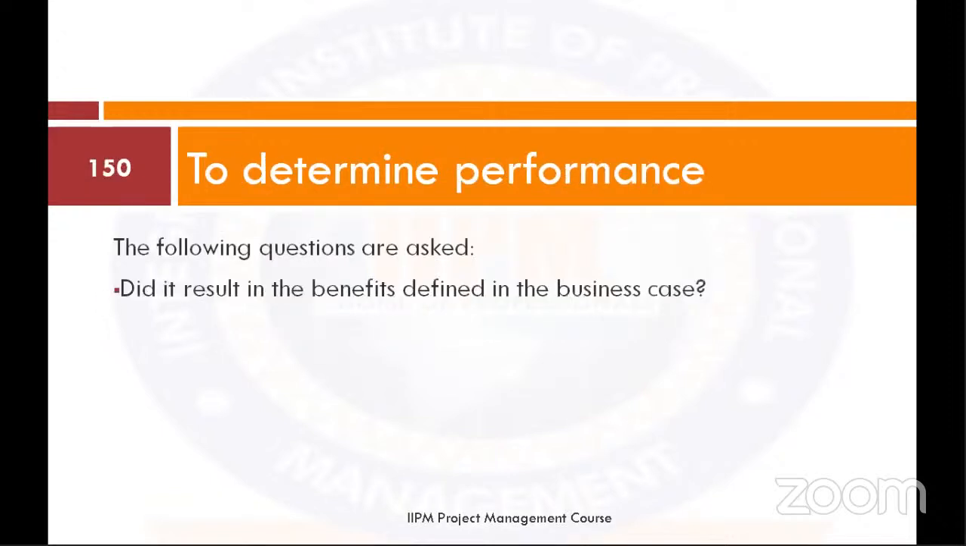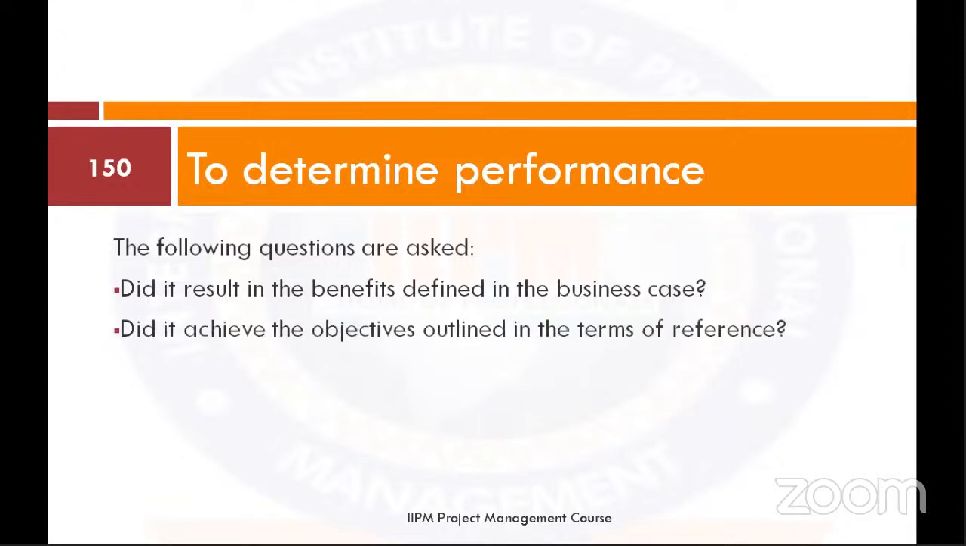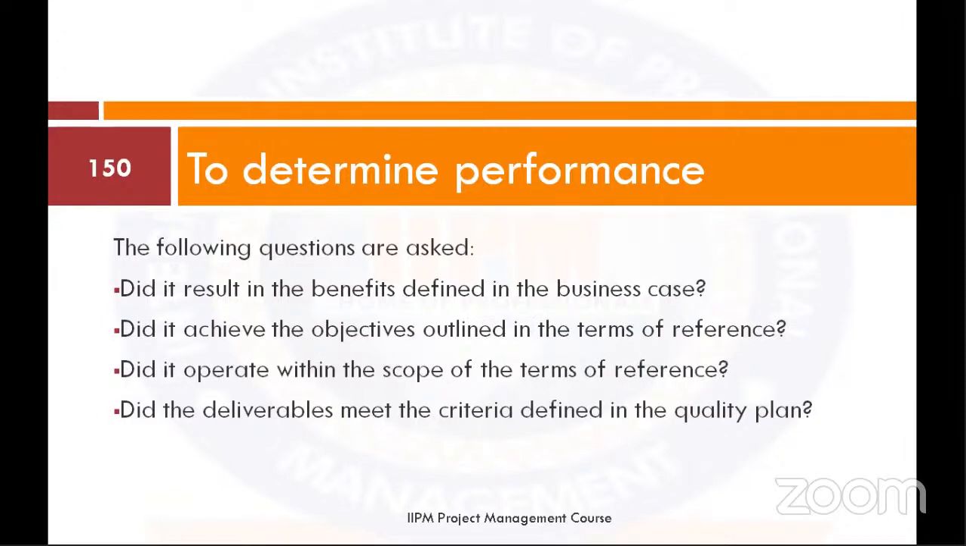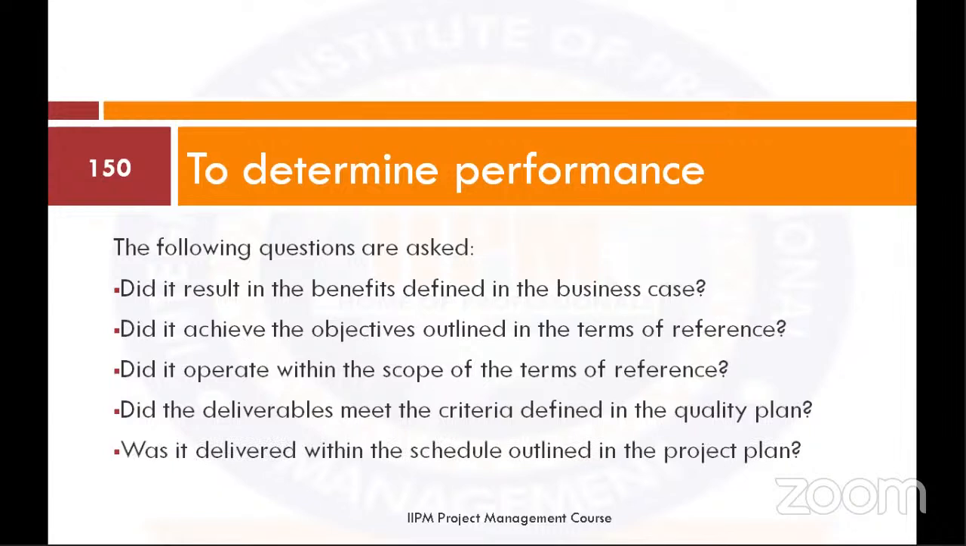To determine performance, the following questions are asked. Did it result in the benefits defined in the business case? We are going back to the business case. Did it achieve the objective outlined in the terms of reference? Did it operate within the scope of the terms of reference? Did the deliverables meet the criteria defined in the quality plan? Was it delivered within the schedule outlined in the project plan? Was it delivered within the financial plan? All of these are the questions you look at before we say, okay, they really performed, and then we can close it.